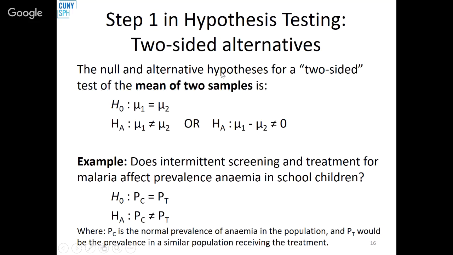Two samples will be primarily in the next class, but just to give you a preview, for two samples, we're comparing the means of two populations, which may have the same mean for whatever we're measuring under the null hypothesis, or they might be different under the alternative hypothesis. It's just an alternative way of equivalently stating the alternative hypothesis, that the difference between the two population means is not equal to 0.